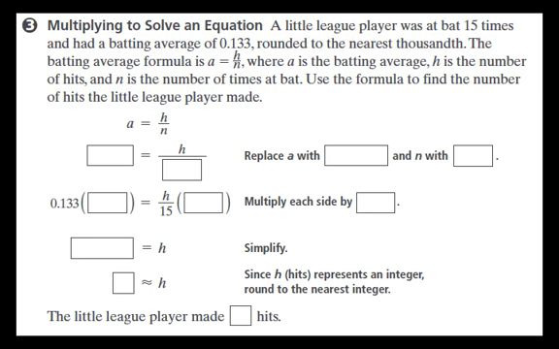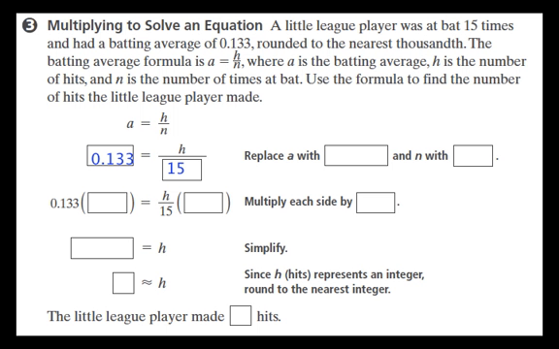So we're going to use the formula A equals H over N. Now remember, A is the batting average. So since we know the batting average is 0.133, we're going to put that in for A in our formula. Now we don't know the number of hits, but we do know the number of at-bats. The Little League player was at bat 15 times. So our equation that we're trying to solve is 0.133 equals H over 15.